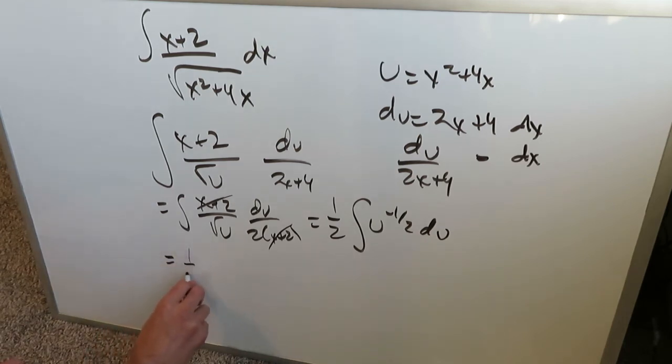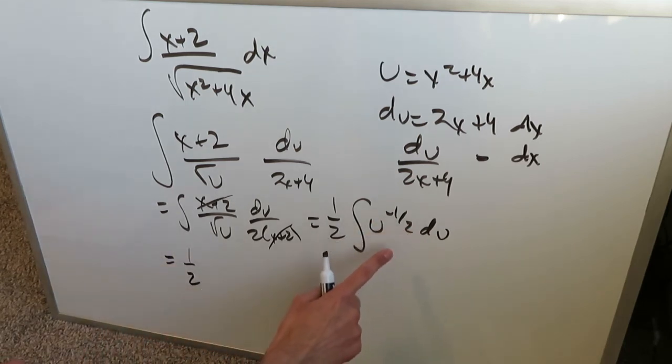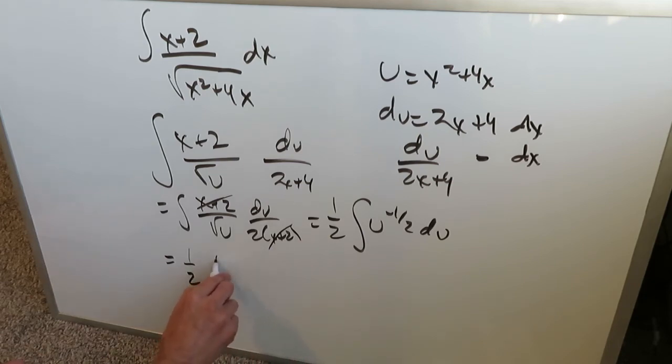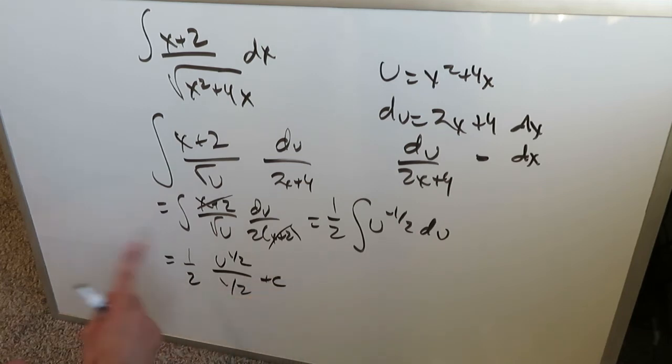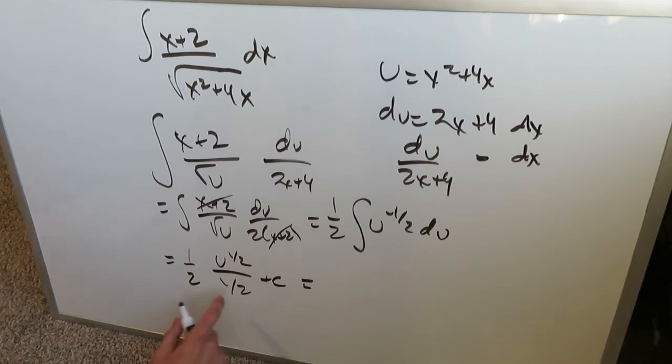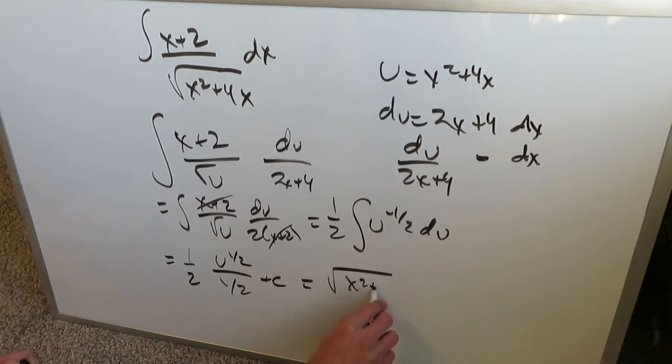You get 1 over 2, u to the minus 1 over 2 plus 1 divided by minus 1 over 2 plus 1, you get u to the 1 over 2 over 1 over 2 plus c. When you finalize all of this, you'll get 2 over 2, which will cancel out. You'll essentially just be left with root u, which will be x squared plus 4x plus c, and this right here will be your final answer.